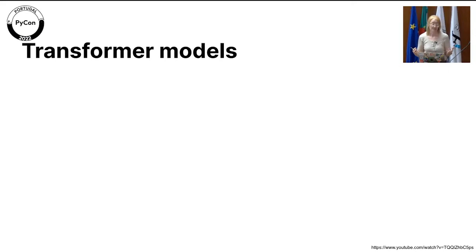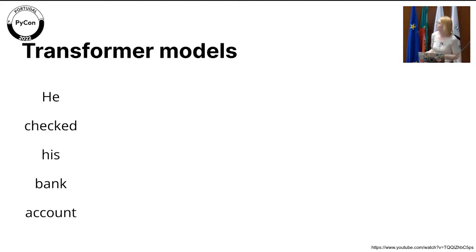Examples of these are the really famous ones at the moment, so GPT-3, Copilot, they're all variations of transformer architectures. And I'm going to give a really high-level explanation of how these models work in terms of transforming text. So let's start with an example sentence that we want the model to vectorize: he checked his bank account.